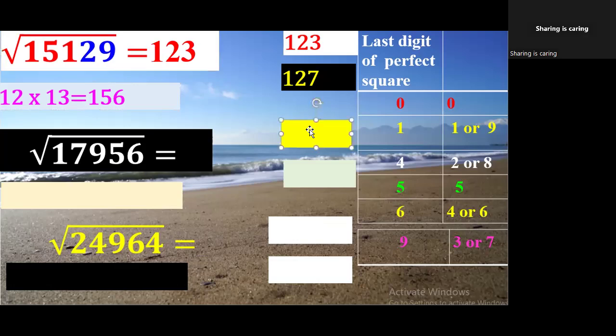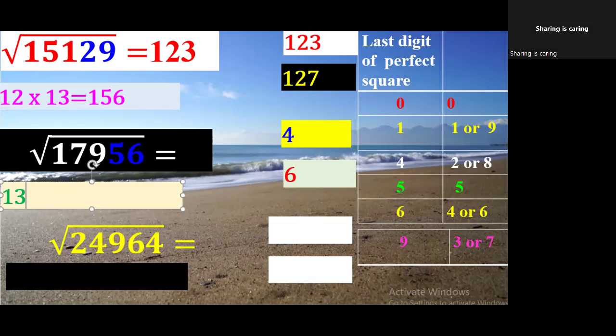17,976. Therefore, the last digit will be either 4 or 6. Now, I don't need the last 2 digits now, so I'll make it a different color. Find a perfect square which is closest to 179 but less than 179. 13 times 13 is 169. 14 times 14 is 196.